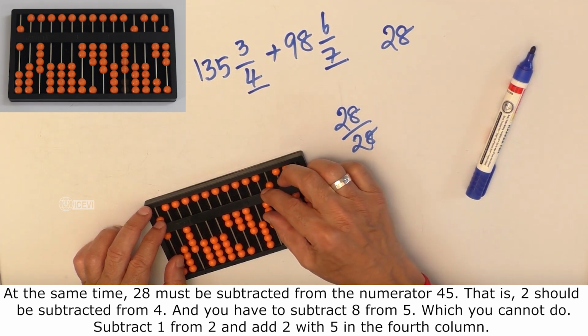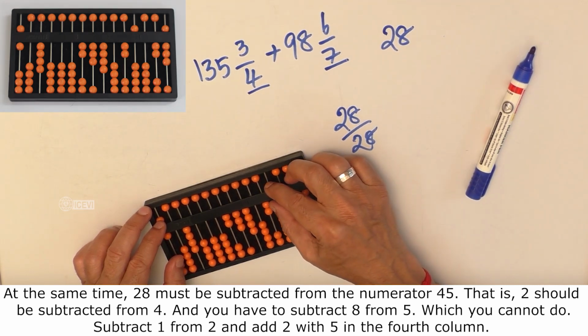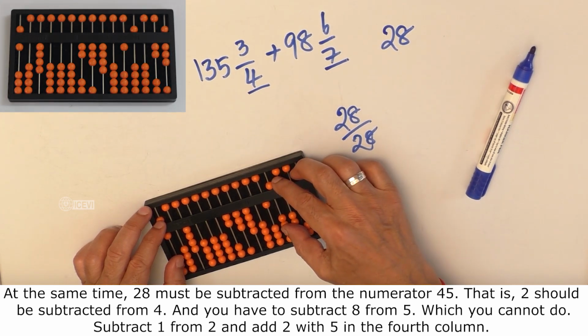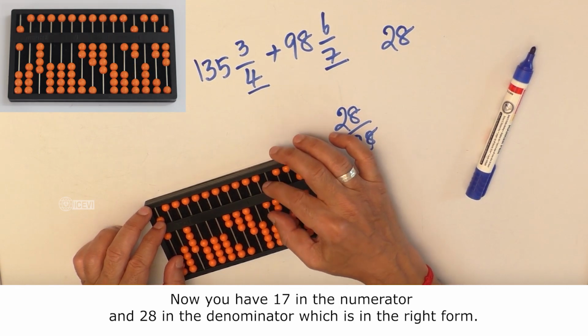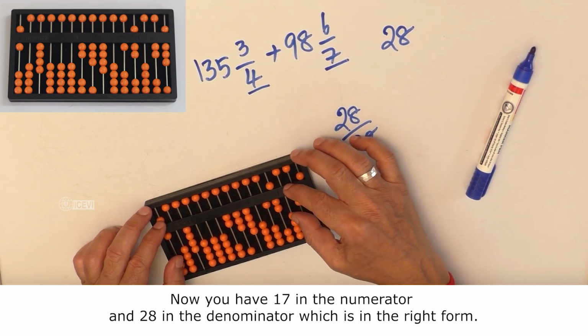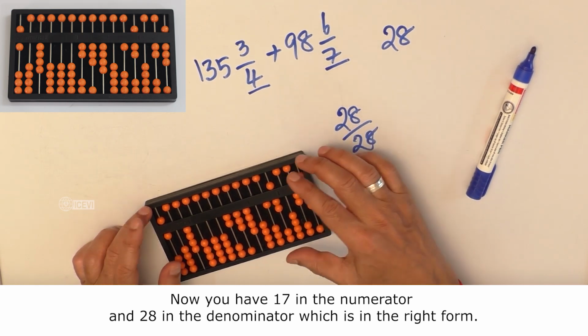At the same time, 28 should be subtracted from the numerator. That is, 2 subtracted from 4, and you have to subtract 8 from 5, which you cannot do, so subtract 1 from 2 and add 2 with 5 in the fourth column. Now you have 17 in the numerator and 28 in the denominator, which is in the right form.